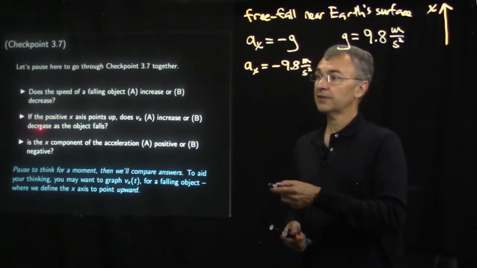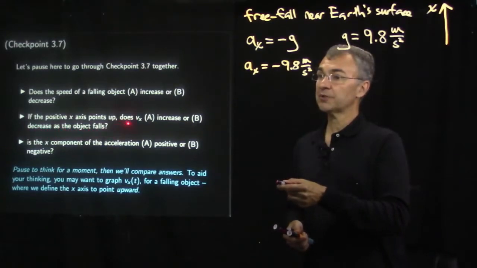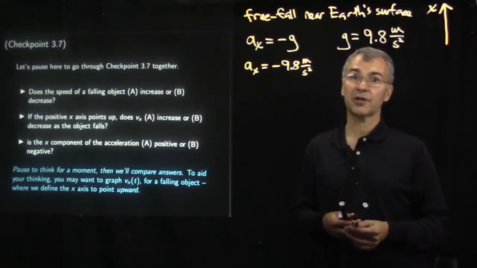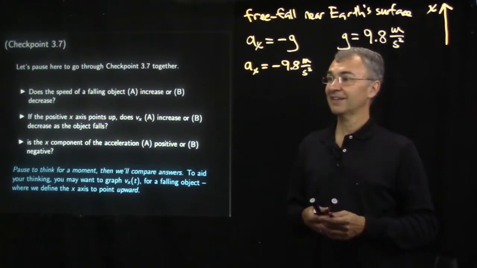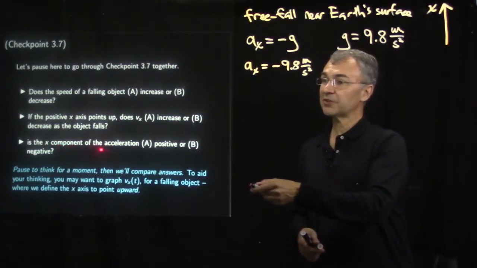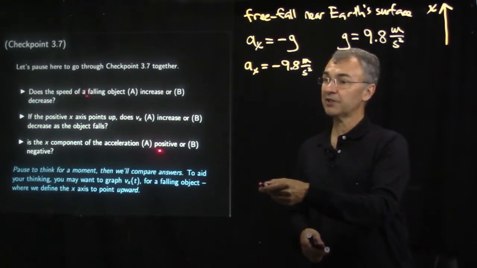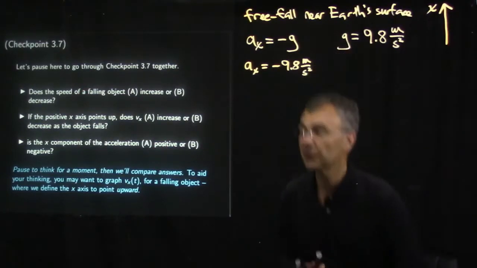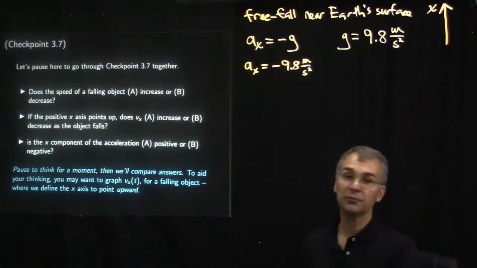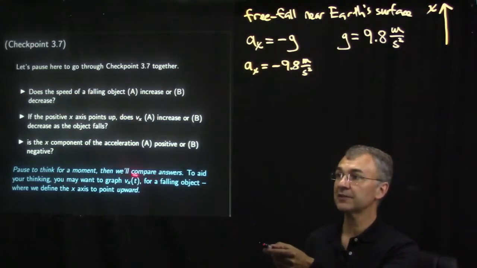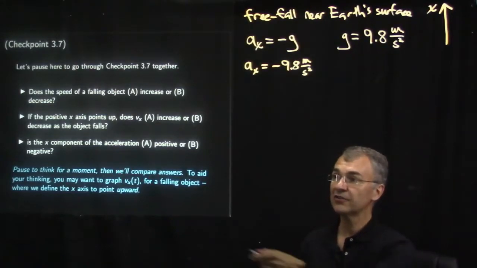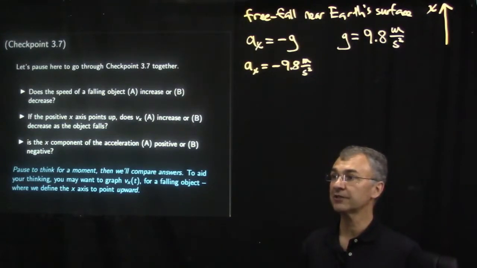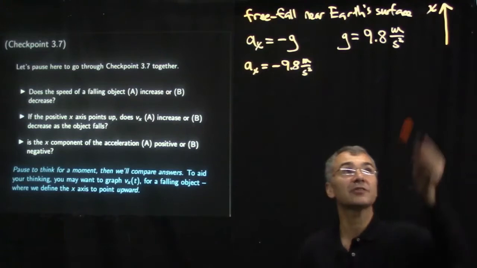And if the positive x-axis points up, does v sub x increase or decrease as the object falls? And is the x component of the acceleration for a falling object positive or negative? Okay, so you should probably pause for a minute to think about your answers to these questions. I suggest you might want to draw a graph of v sub x versus time for a falling object. Remember, we're going to define the x-axis to point upward.